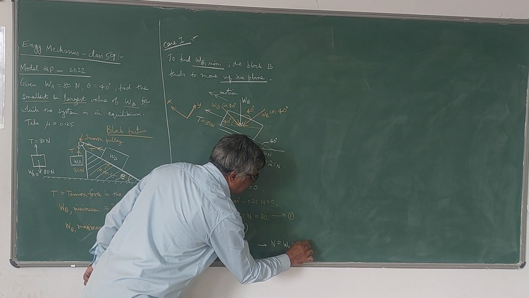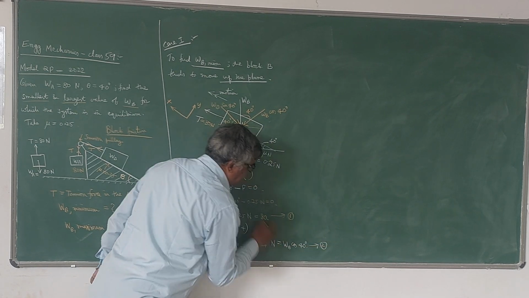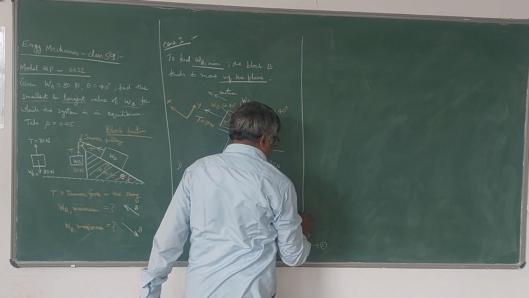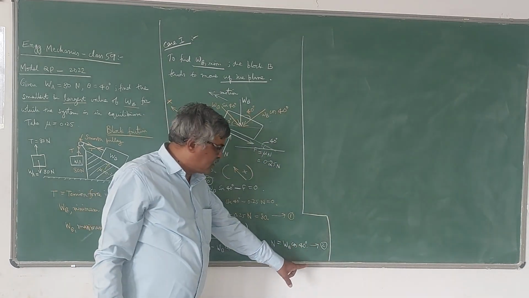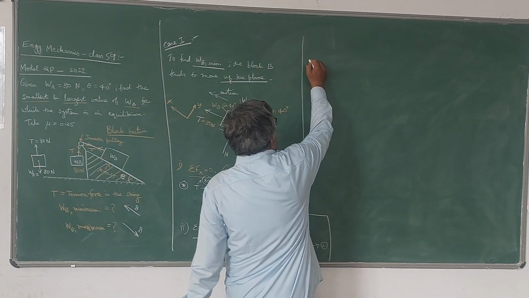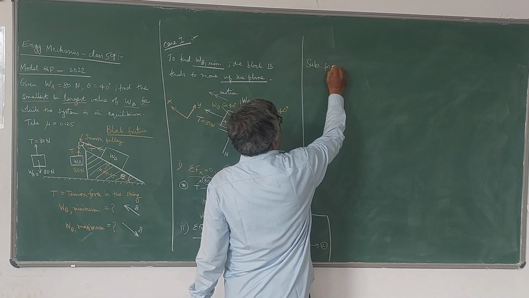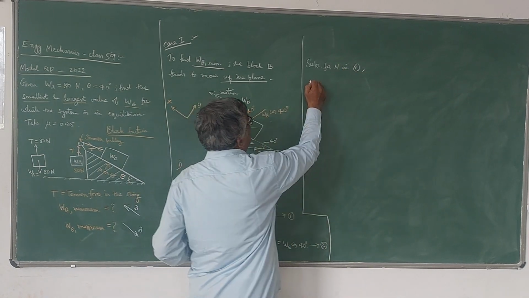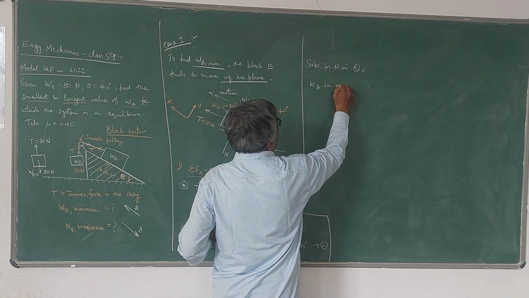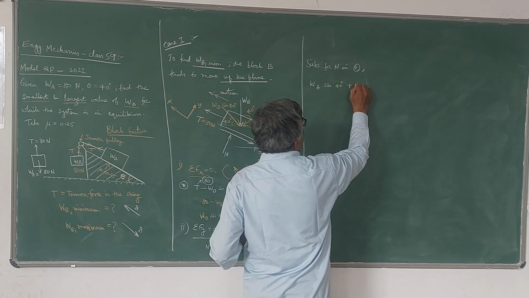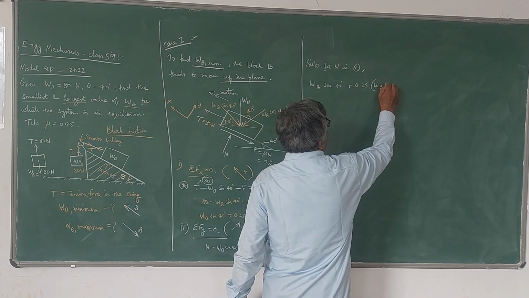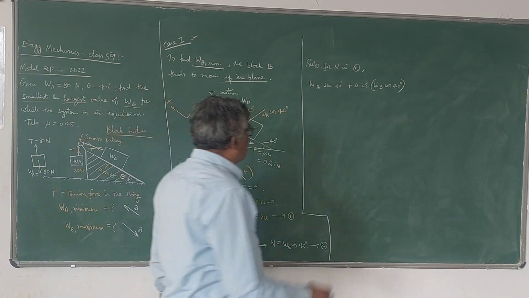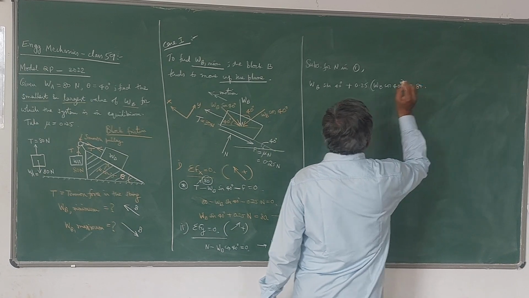Now we have two equations and two unknowns. This is the second equation. We have to solve for WB and N, they are the unknowns. Now you know the relationship between N and WB from the second equation. Substitute that in the first equation. Substituting for N in equation 1, it becomes WB sin 40 plus 0.25 into N, we can write it as WB cos 40. See, that's all, right? Now N is eliminated. WB times the bracket is equal to 80.